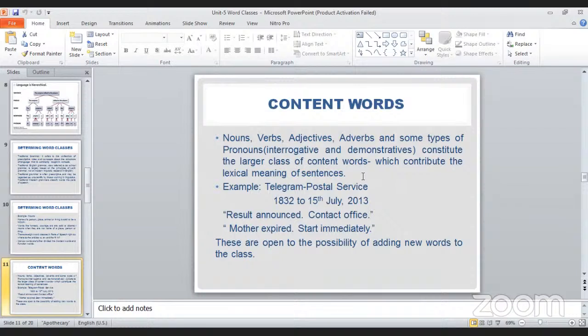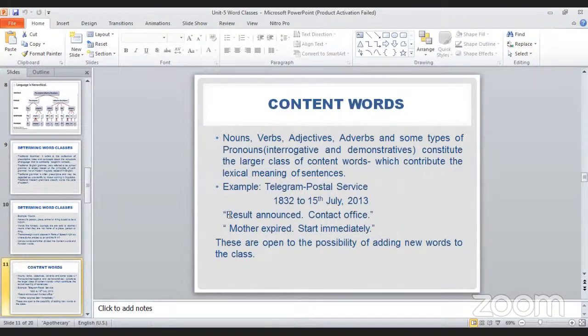So Telegram began in the year 1832 when the Britishers were there, and later it was closed on 15th July 2013 because people were not using it much, and everybody has entered the world of technology so much. They're using it in their day-to-day lives. Now, mobile phones, they have emails. So to reach out to any person, it doesn't take much of a task for us. We can immediately mail them and get in contact with those people.